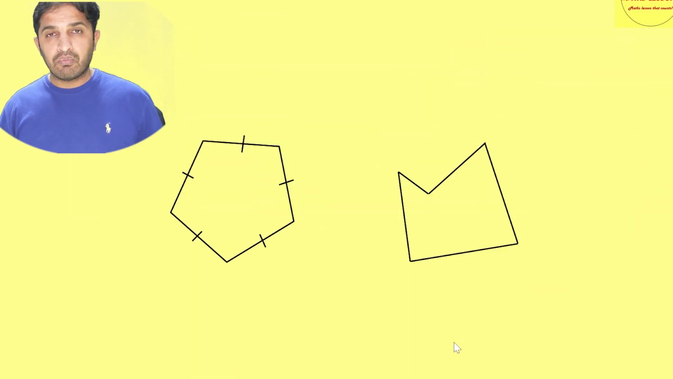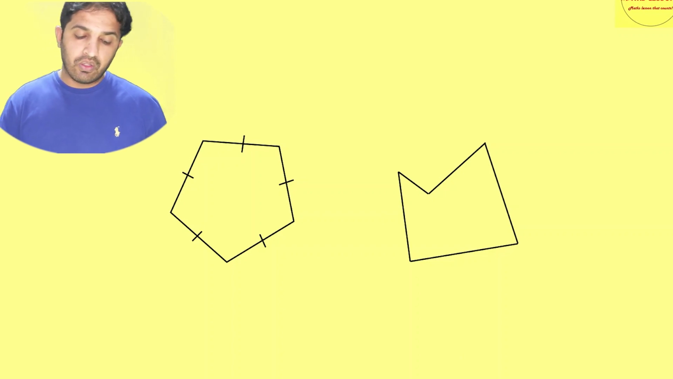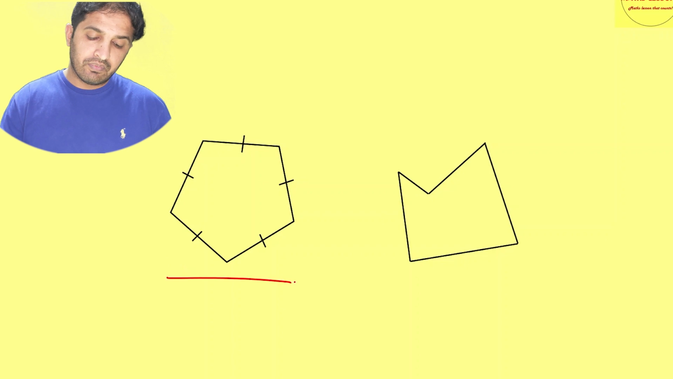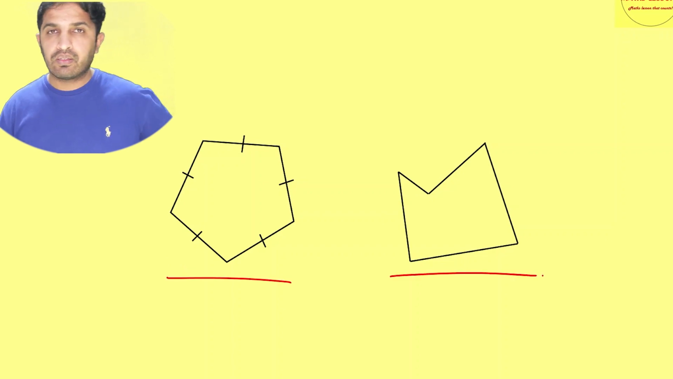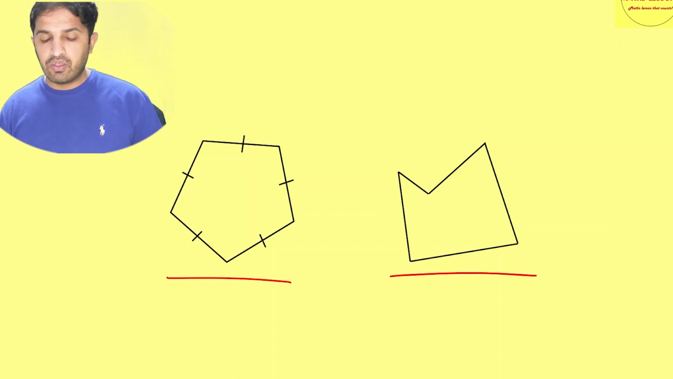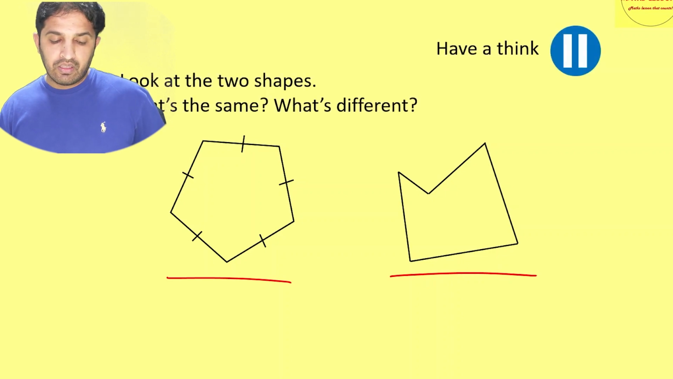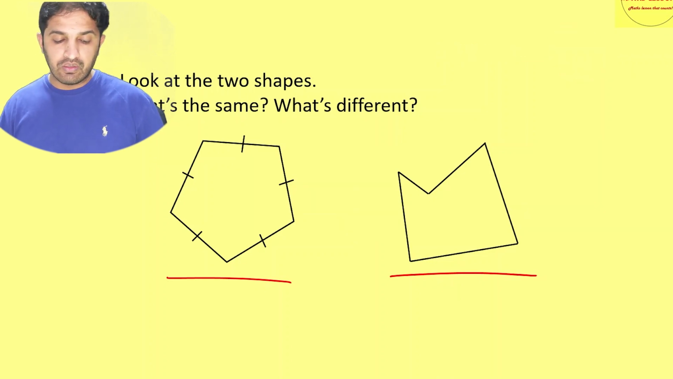Another question that could come up is regular and irregular. What we've got here is a regular polygon, and that's irregular. So not a regular polygon. Both are pentagons. They've got 5 sides, so therefore they're both pentagons. One of them is regular, one of them is irregular.